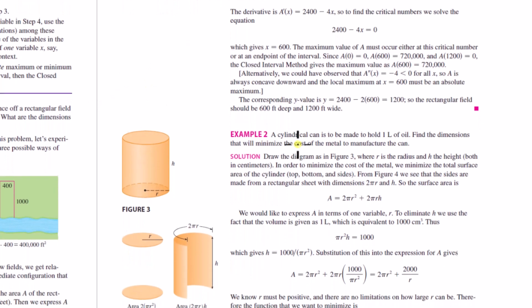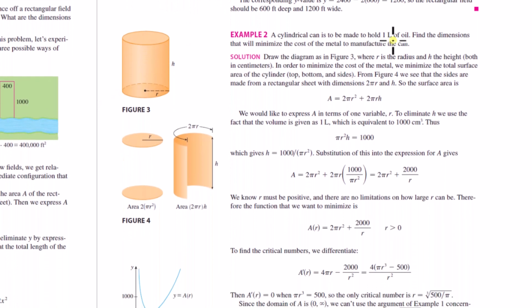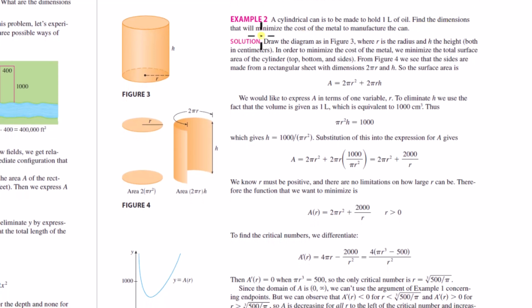Example two: a cylindrical can is to be made to hold 1 liter of oil. Find the dimensions that will minimize the cost of the metal to manufacture the can. They draw a cylinder here, just a rough sketch of a can. To minimize the cost, we want to minimize the total surface area. We'll call the variable to be optimized A, the surface area.